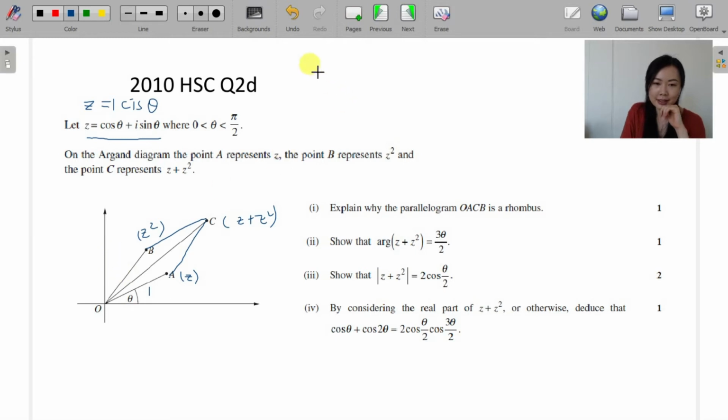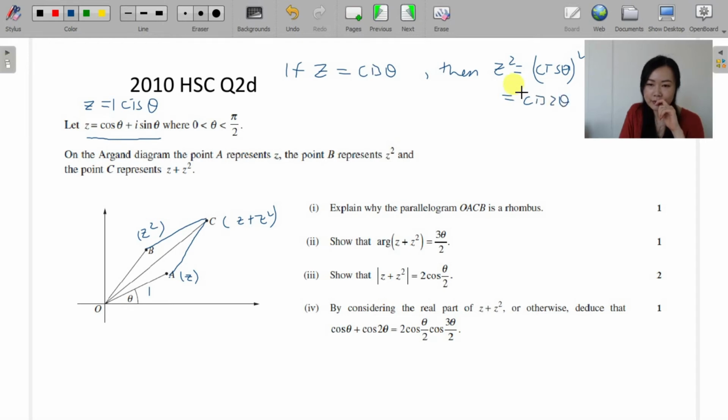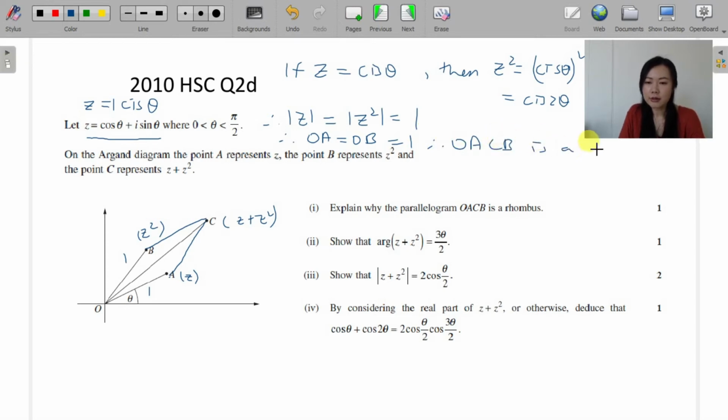Which means Z squared. If Z is equal to cis theta, then Z squared is cis theta squared, which makes it cis 2 theta using De Moivre's theorem, which also has a modulus of 1. That's the trick. So the modulus of Z is equal to the modulus of Z squared, which is 1. Therefore, OA equals OB equals 1. Therefore, OACB is a rhombus.